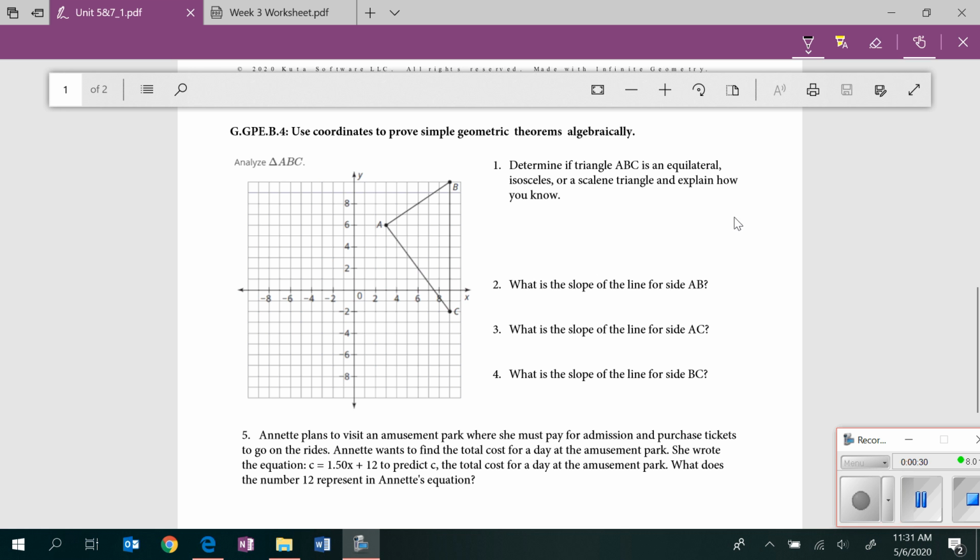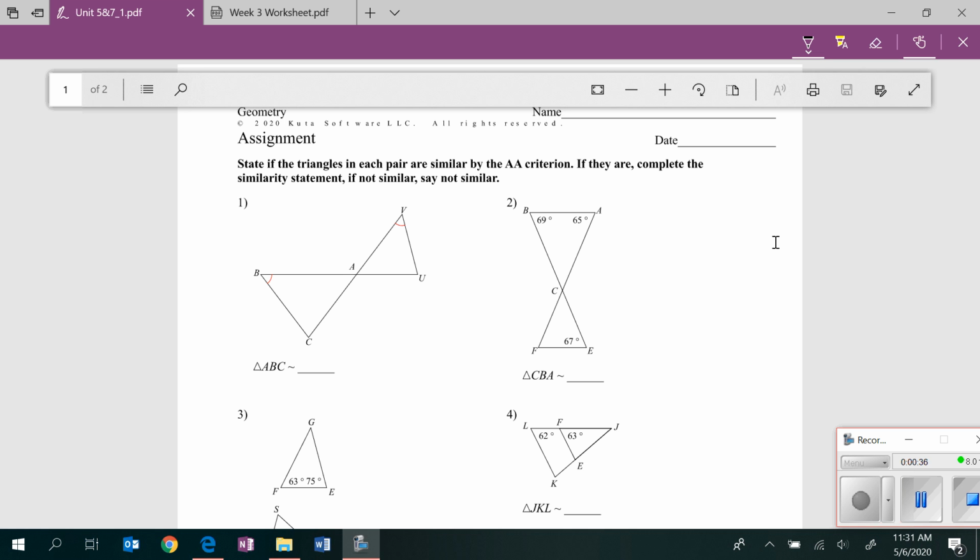Okay. This is not going to affect your grade, but it is very good knowledge to know going into next year. So if you've forgotten, AA similarity says that we need two angles of two separate triangles that are congruent, right? Meaning they're exactly the same. So if I've got a pair of triangles and they've each got two angles that are equal to each other, then they are similar by AA similarity.